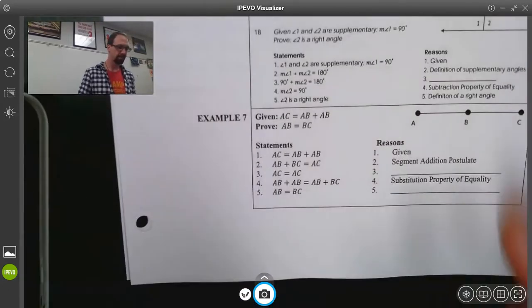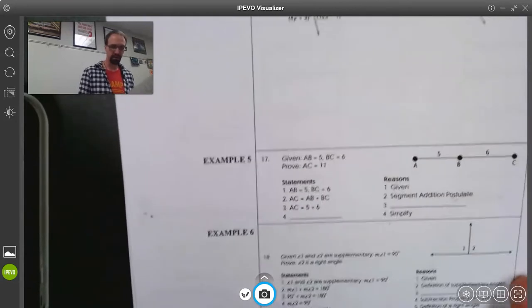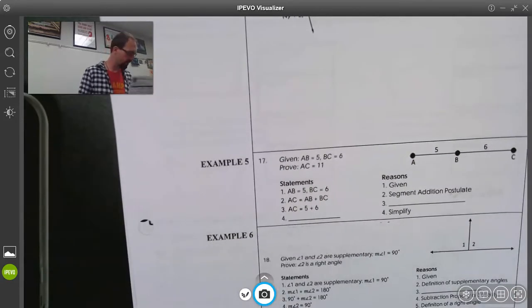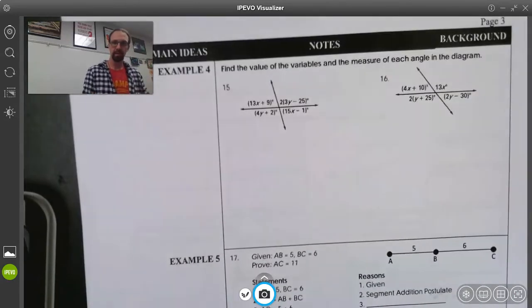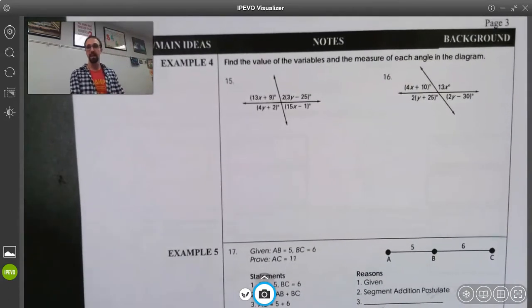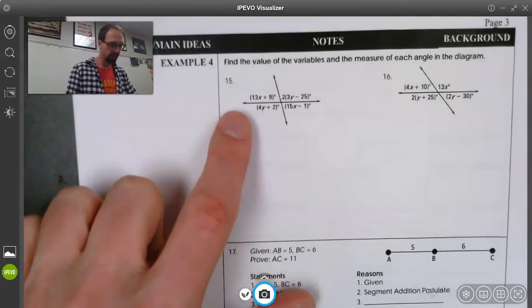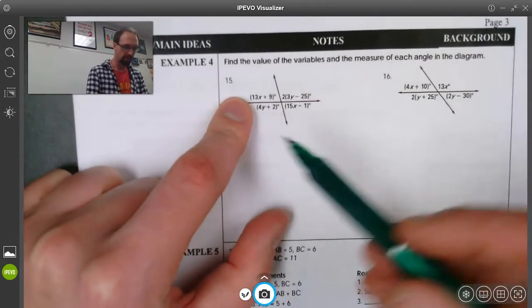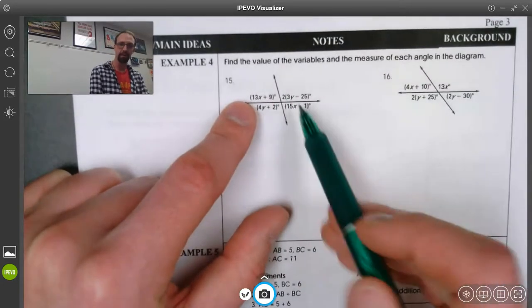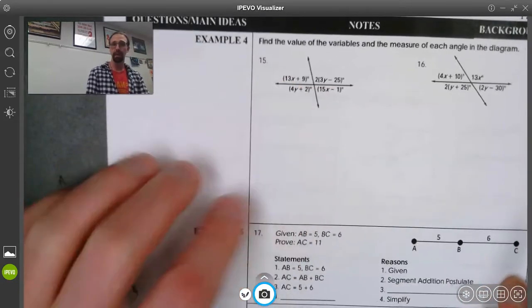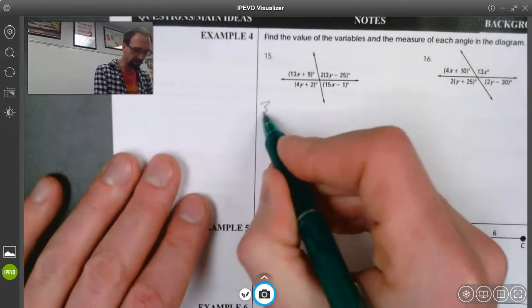There's example 3. Because of the shortness of the time on that video, I'm actually going to continue on with example 4. Pause if you need to. So this is find the value of variables and the measure of each angle in the diagram. For this one, you're looking for the matching x and y parts. Notice that this and this, these two are vertical angles. Vertical angles are congruent, so I know that I can set them equal to each other and then solve.